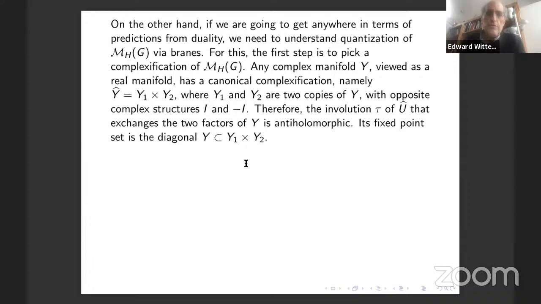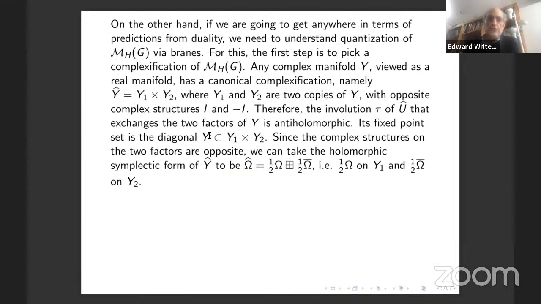As I explained, the appropriate setting for quantizing something via branes is to view that something as the fixed point set of a complex manifold with some good properties. So here, the complex manifold is just two copies of Y, and Y is embedded as the fixed point set of the anti-holomorphic involution that exchanges the two copies. Since the two complex structures on the two factors are opposite, we can take the symplectic form of the product to be half omega on one factor and half omega bar on the other factor. And then we pull that back to a complex symplectic form, omega hat on Y hat.